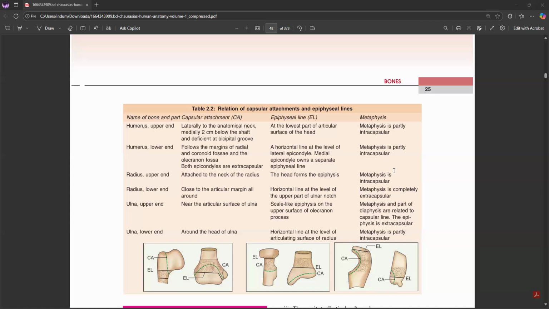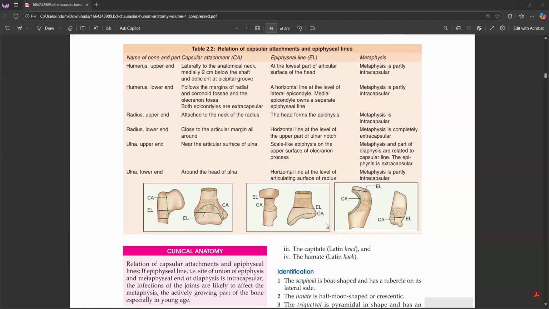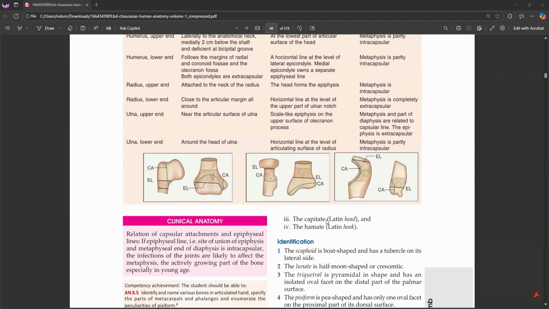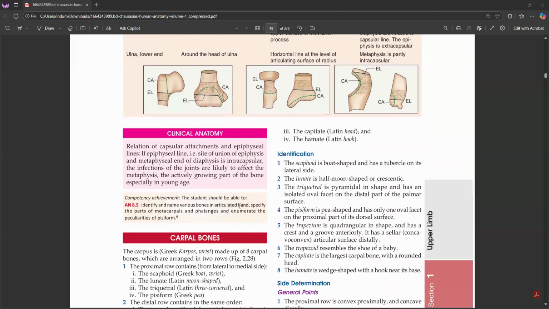Radius, lower end. Close to the articular margin all around. Horizontal line at the level of the upper part of the ulnar notch. Metaphysis is completely extracapsular. Ulna, upper end. Near the articular surface of ulna, scale-like epiphysis on the upper surface of olecranon process. Metaphysis and part of diaphysis are related to capsular line. The epiphysis is extracapsular. Ulna, lower end. Around the head of ulna. Horizontal line at the level of articulating surface of radius. Metaphysis is partly intracapsular.